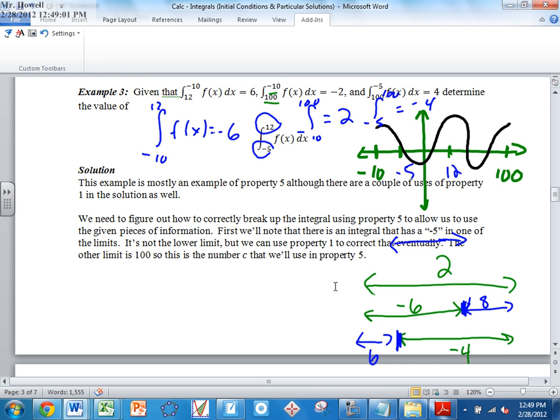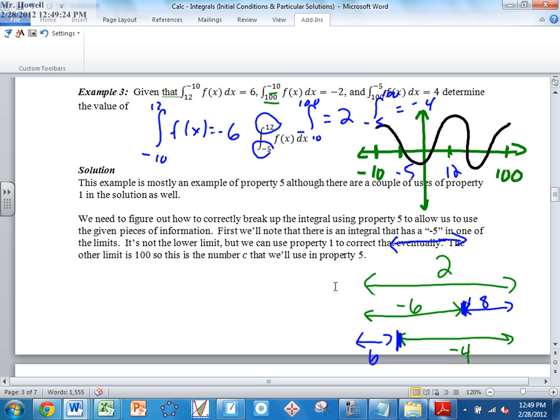So together, what do those pieces make up? The 6 and 8? 14. Again, this part is 6. This part is 8. That's 14. I'm looking for this part, aren't I? So to get back to 2, what must that part be? Negative 12. Again, you're looking at me like I have 7 heads.